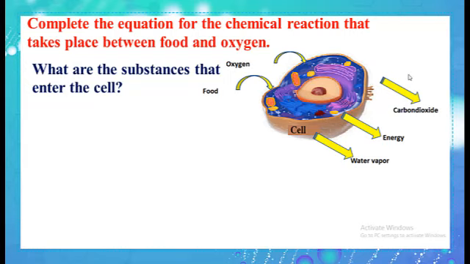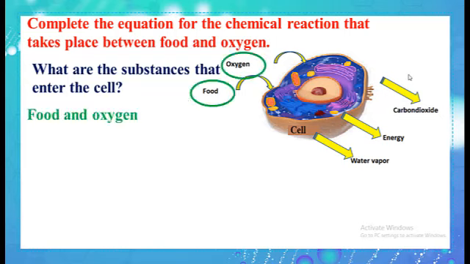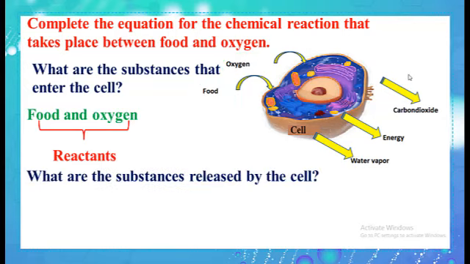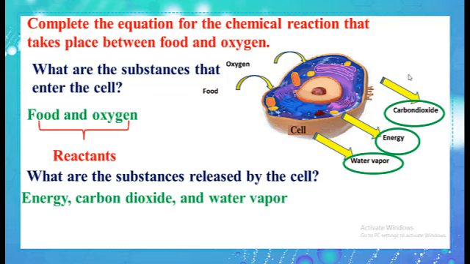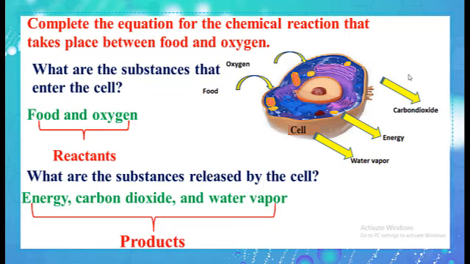What are the substances that enter the cell? As you can see from the figure, the two substances are oxygen and food. So we can say that oxygen and food are the reactants that react with each other inside the cell to produce. What are the substances that are produced or released by the cell due to the entrance of food and oxygen? As you can see, carbon dioxide, energy, and water vapor. So we can consider carbon dioxide, energy, and water vapor as the products of this equation.